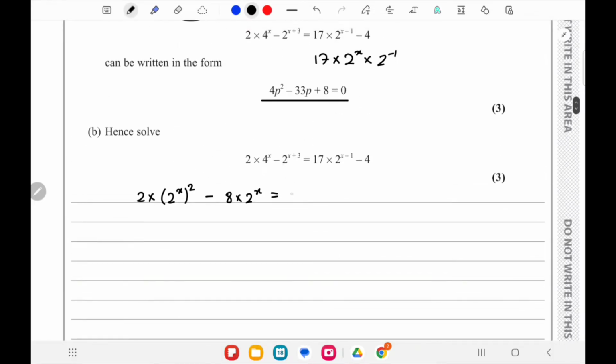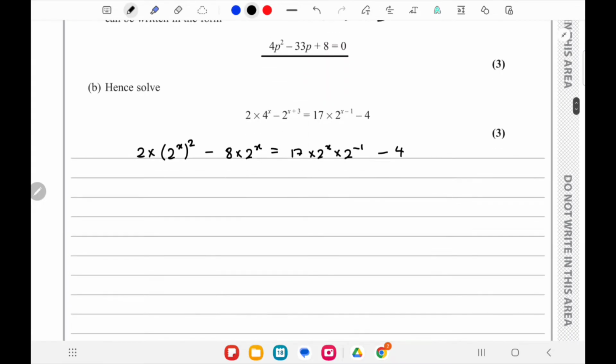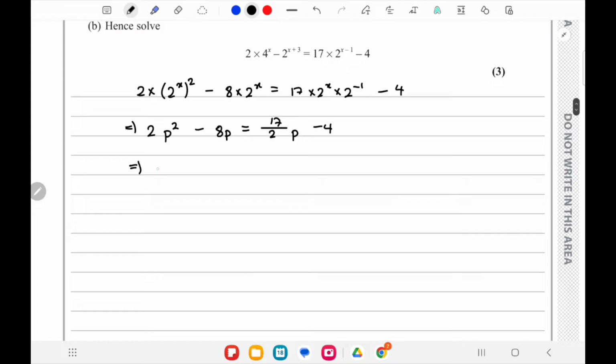So we'll write equals 17 into 2 to the power x into 2 to the power minus 1, minus 4. So now we can replace 2 to the power x with p. You'll get 2p squared minus 8p equals 17 by 2p minus 4. Move it all to the left side. You'll get 2p squared minus 8p plus 17 by 2p minus 4 equals 0.